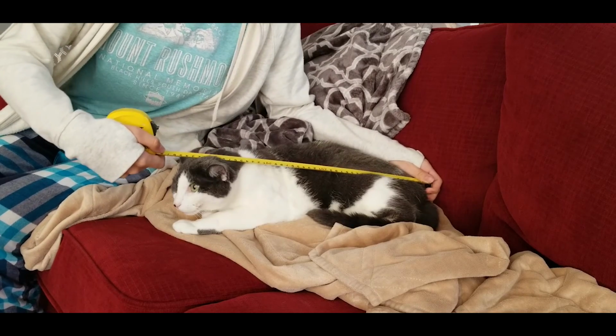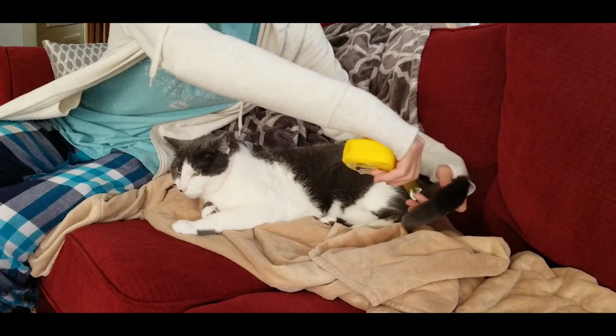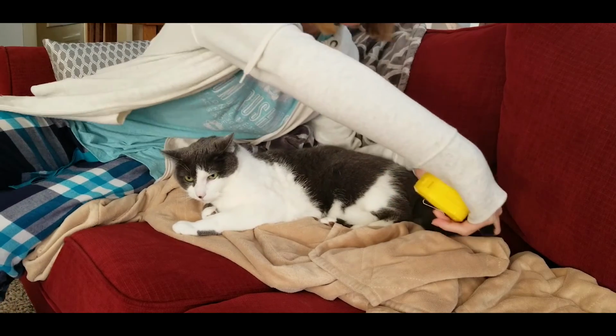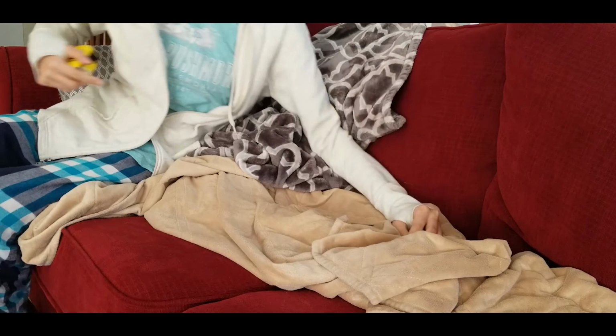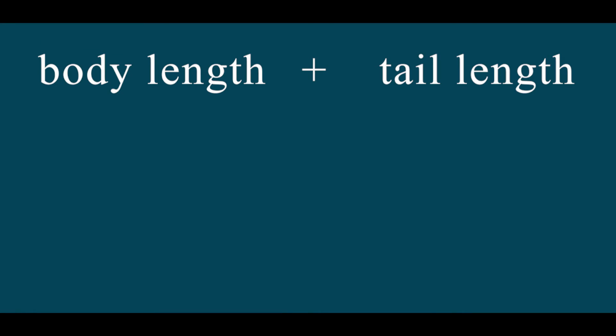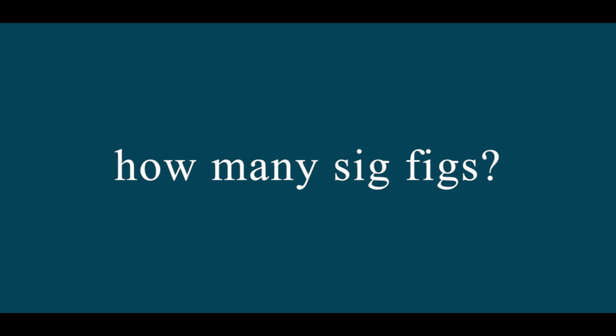I found the length of her body to be 18.56 inches. But when I measured her tail, she moved too fast before I could get a more accurate measurement, so I only found it to be 9 inches. So when I add these two measurements together to get her total body length, how will I know how many sig figs my answer should have?